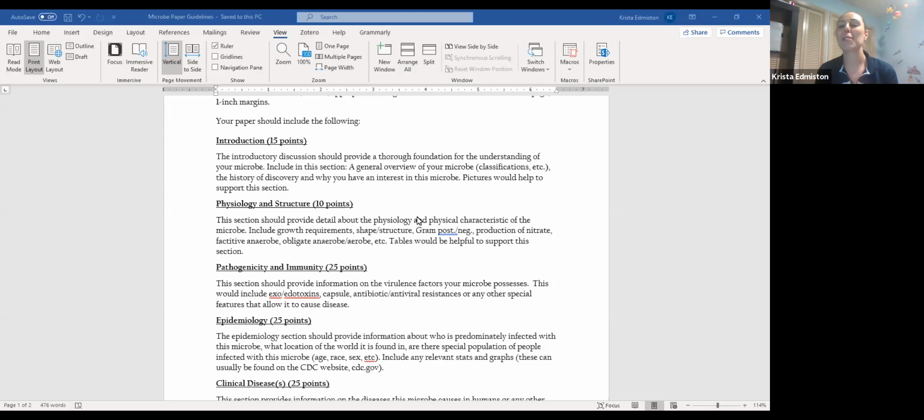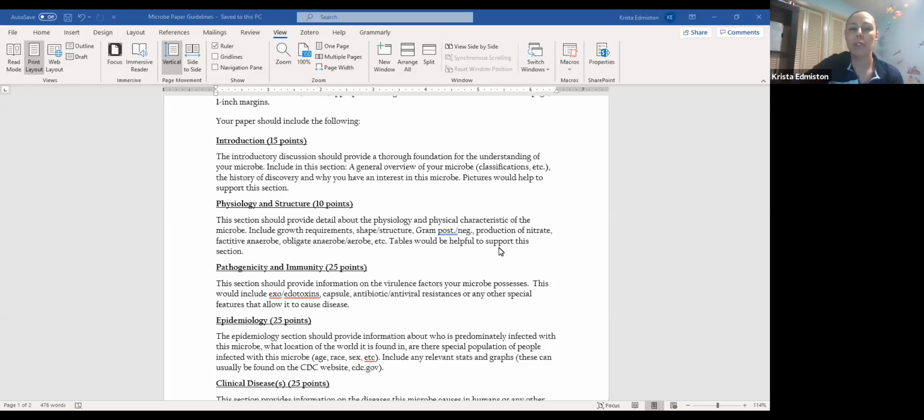Anyway, so if you had pictures of the person that discovered it, identified it, you're welcome to put that in there too. Anytime you're taking a picture off the internet, make sure that you have the appropriate citation for that because you did not take that picture yourself. Okay, so that's the introduction section.